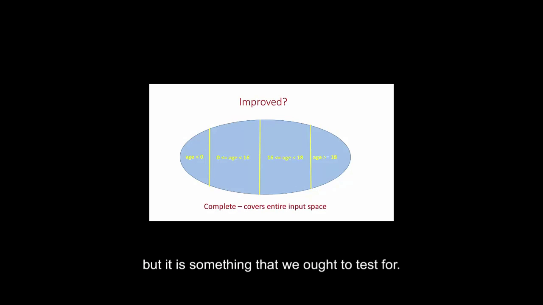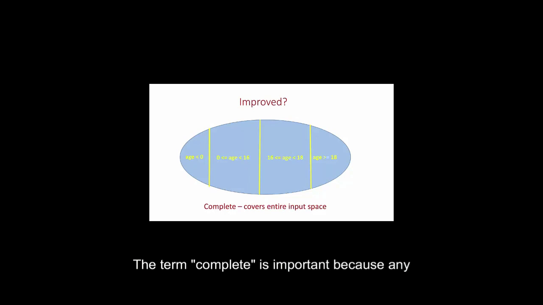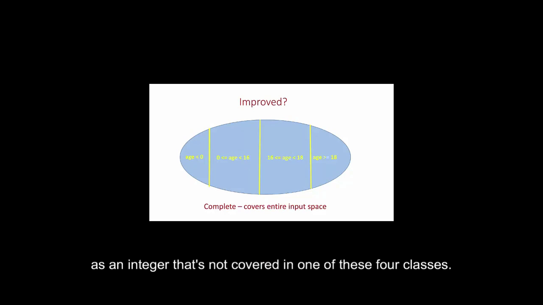Now, with that, we have a complete set of equivalence classes. The term complete here is important because any set of equivalence classes needs to be complete, by which we mean it covers the entire input space. There's no possible age that you can enter on the computer as an integer that's not covered in one of these four classes.